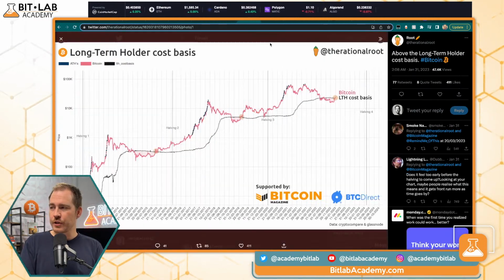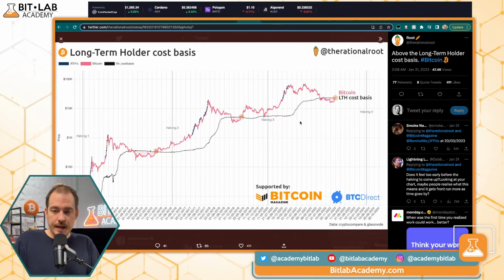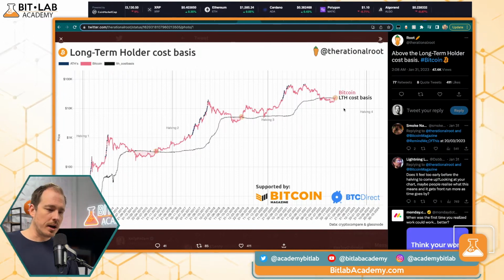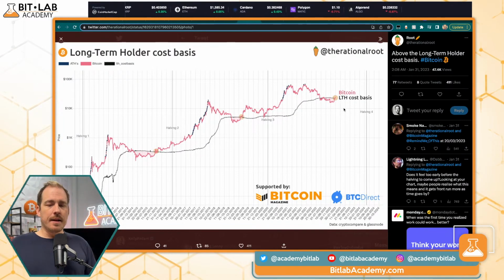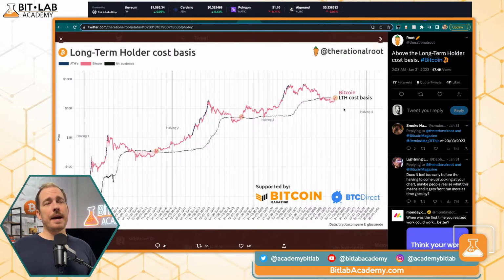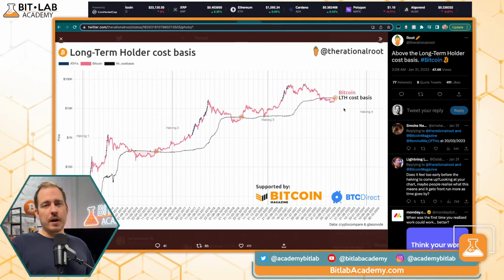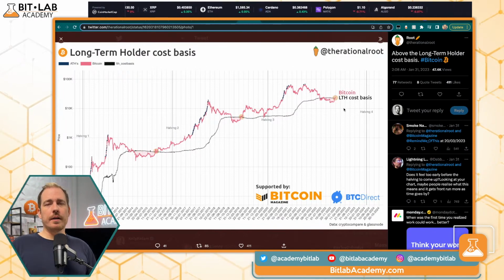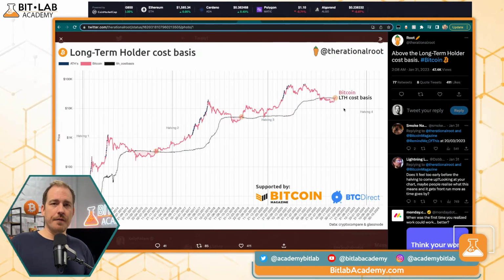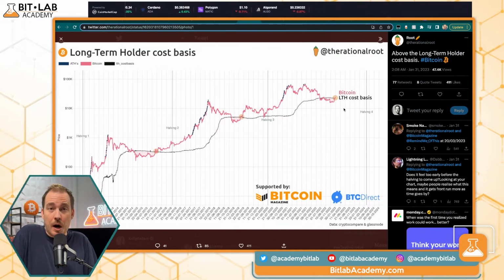Now, going to the next chart, we can see that we have also passed the long-term holder cost basis. Okay. What is the long-term holder cost basis? This is dividing the total cost of Bitcoin across all the Bitcoin held for longer than 155 days. So you're averaging the value of the last time Bitcoin moved, or when each one of those holders bought.